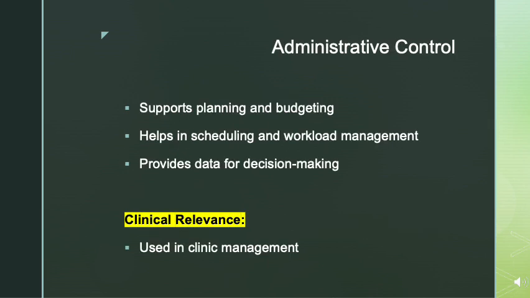Administrative control is another key use of records. First, records support planning and budgeting. They provide data on patient volume, types of conditions, and services provided. This helps in allocating resources effectively.